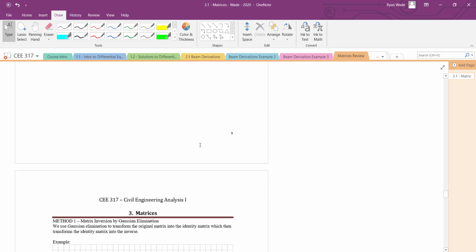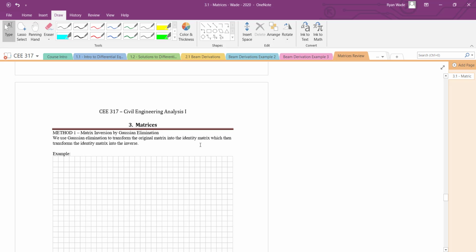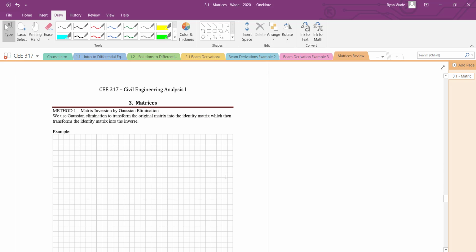And we're going to go over 2 of the methods to solve for the inverse. First one is called Gaussian elimination. Basically, we transform the original matrix into the identity matrix by doing multiplication, addition, and subtraction of rows and columns and factors of rows and columns. And we do the same to the identity matrix, and then what started as our identity matrix ends up being the inverse.